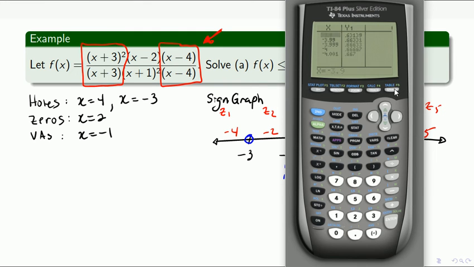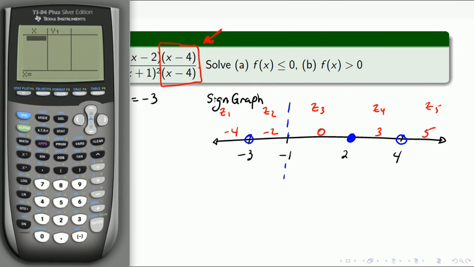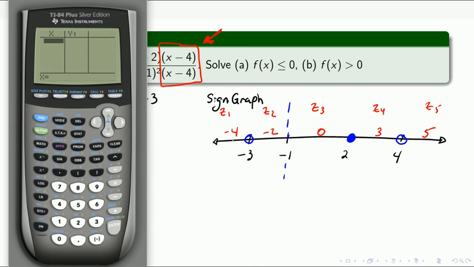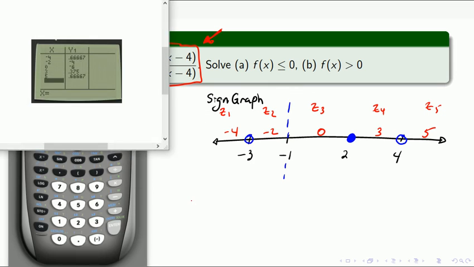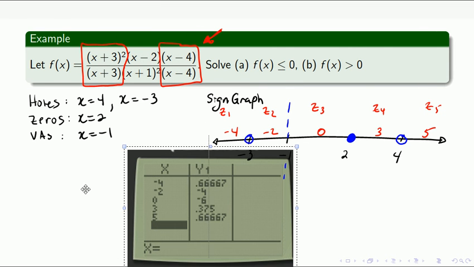I'm going to go to my table and delete out whatever I have in there. Now I'm going to put in -4, -2, 0, 3, and 5. When I do, I get corresponding y values to those. I'm going to take a snapshot of this and bring it into my notebook.